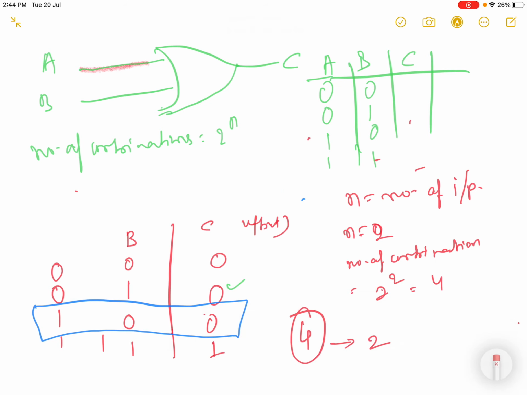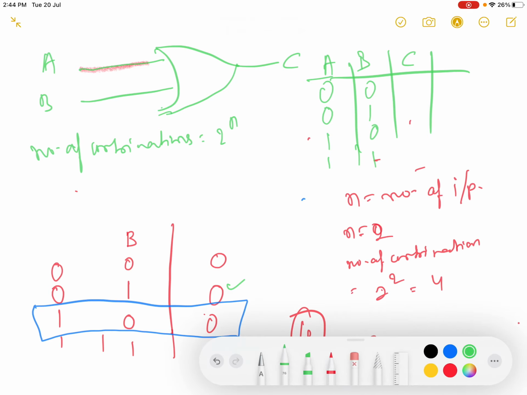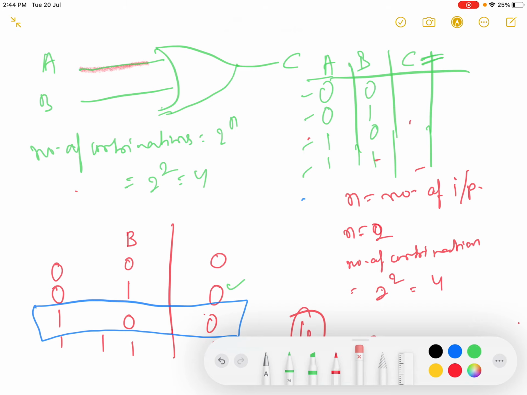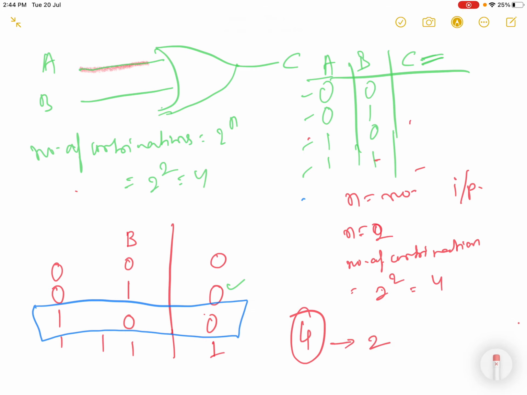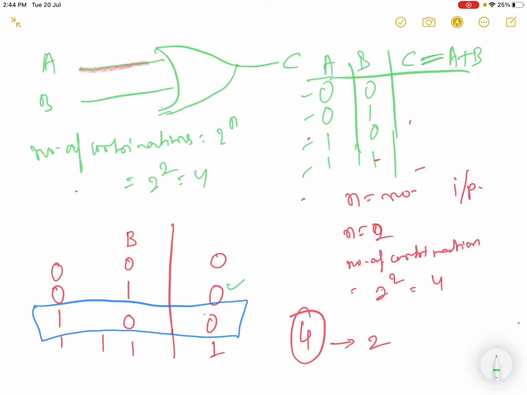It means 2 to the power 2 equals to 4. So we have written here 1 2 3 4. There are 4 combinations. Okay, and what is the equation? What should be the equation? C equals to A plus B. So this is not addition, but this is a kind of symbol of OR gate.